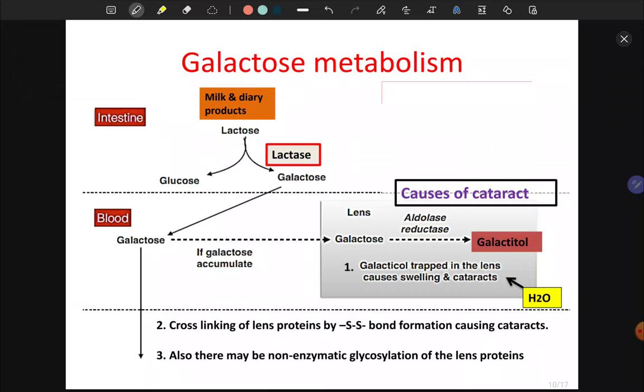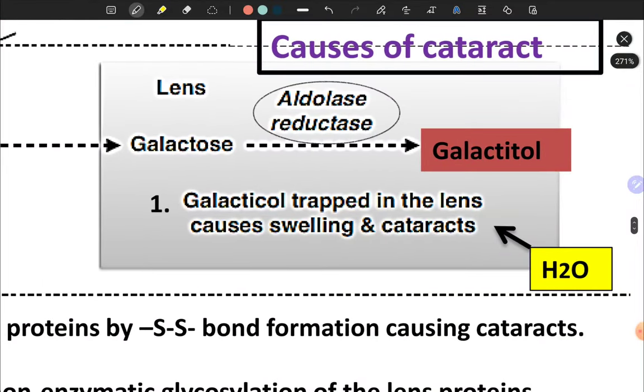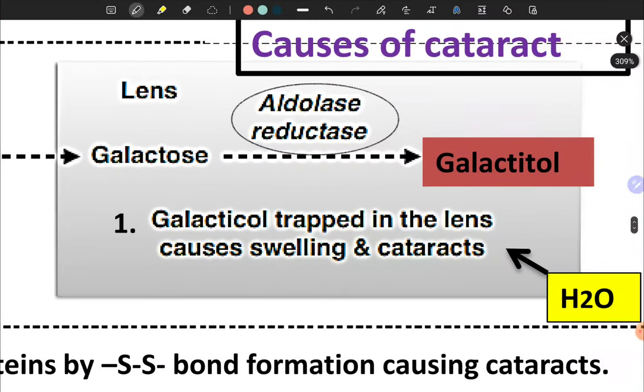From the circulation it will enter the lens of the eye. In the lens of the eye it will meet the enzyme called aldose reductase, which converts galactose to galactitol.